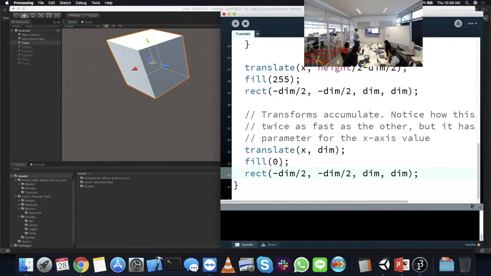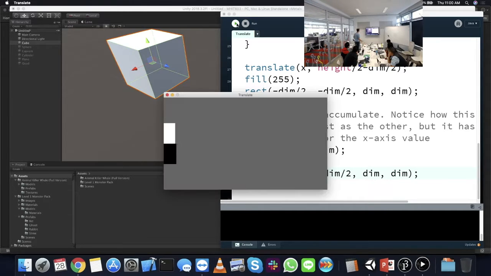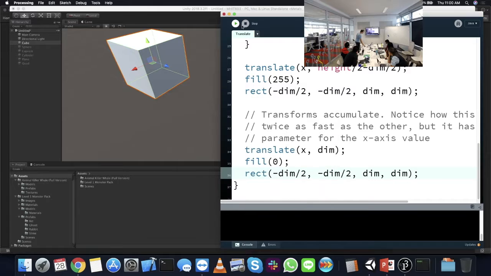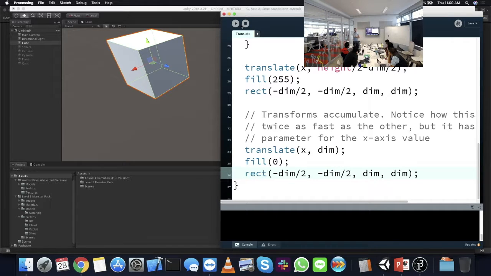So if we have a look at our second thing here, you see we have this translate x dimension. Now you might think, well, this is translating by x in the horizontal position, and this is translating by x in the horizontal position. So those two cars should actually always be side by side in the x dimension. But we'll notice if we run it, the black car is actually moving twice as fast as the white car. And the reason for that is because of this idea of this 3D cursor or mouse pointer, which is the coordinate system, all of these things accumulate.